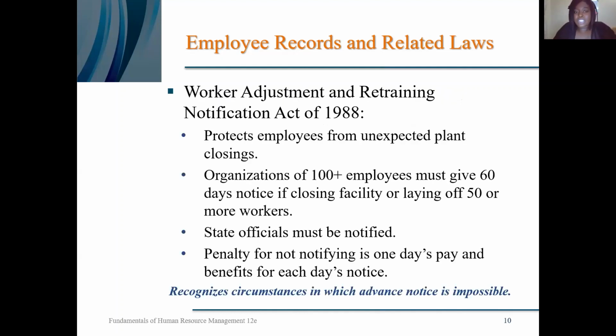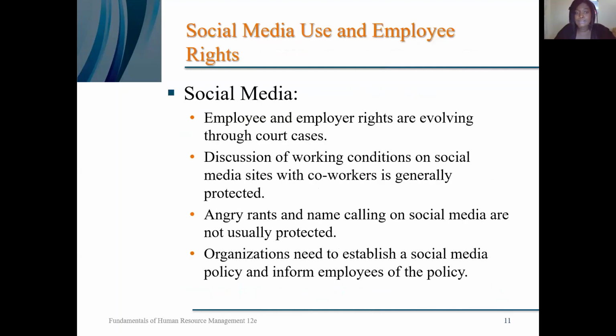The Worker Adjustment and Retraining Notification Act protects employees from unexpected plant closing. Organizations of over 100 employees must give 60 days' notice if closing a facility or laying off 50 or more workers. You can't just lay them off. You have to give notice, or you would have to pay in lieu of notice. State officials must be notified. The penalty for not notifying is 1 day's pay and benefits for each day's notice.